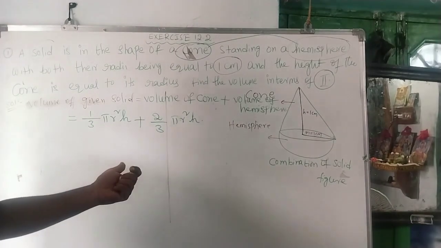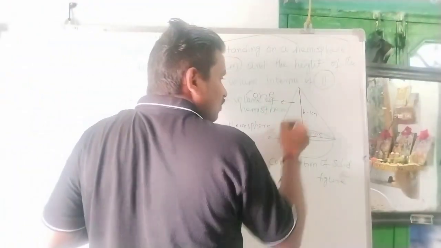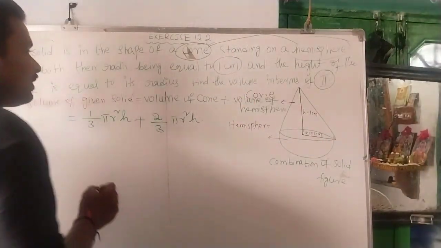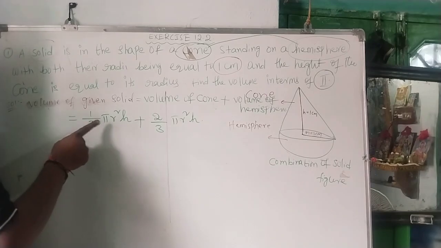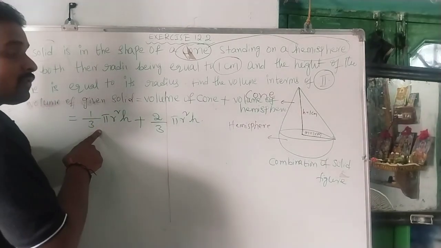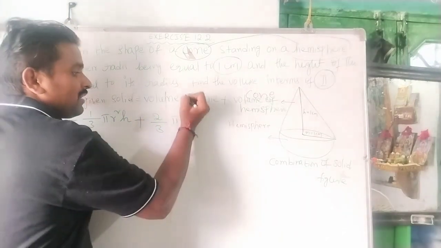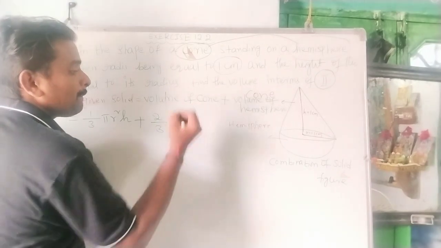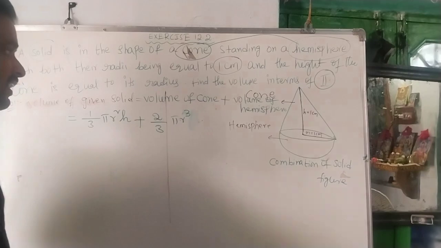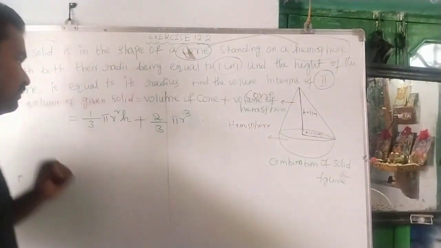And next, the volume of hemisphere. I want to find the volume of cone, and next I will find the volume of hemisphere, and I will add the two volumes. So first I have taken the volume of cone. Volume of cone formula is 1 by 3 pi r square h. And what is the volume of hemisphere formula? Volume of hemisphere formula is 2 by 3 pi r cube. Sorry, I am very sorry. 2 by 3 pi r cube. Okay.